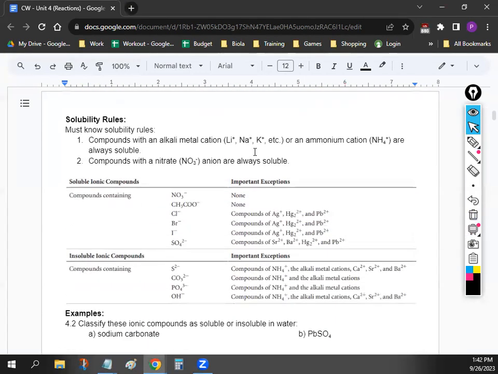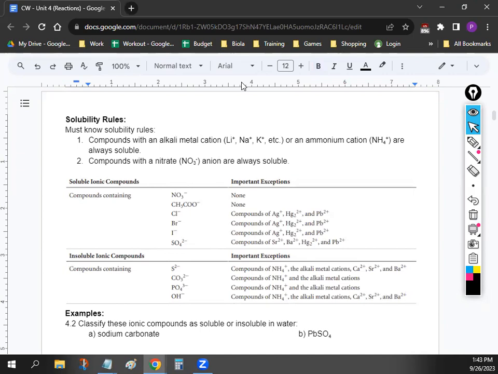Now let's talk about the solubility rules. These are rules that you have to remember, and you only need to remember 2 for the AP test. This you have to memorize. I know there's this table right here that's very exhaustive, but you don't need to memorize all this. You just need to know these.